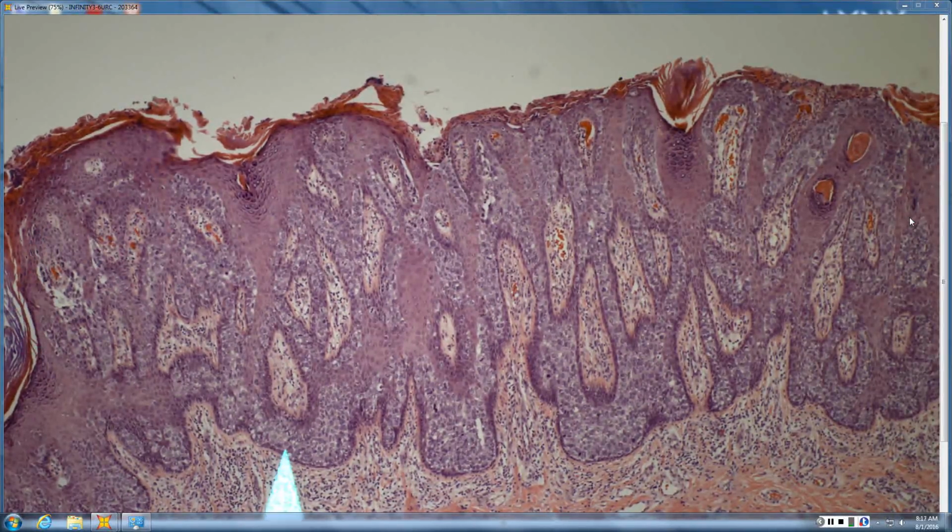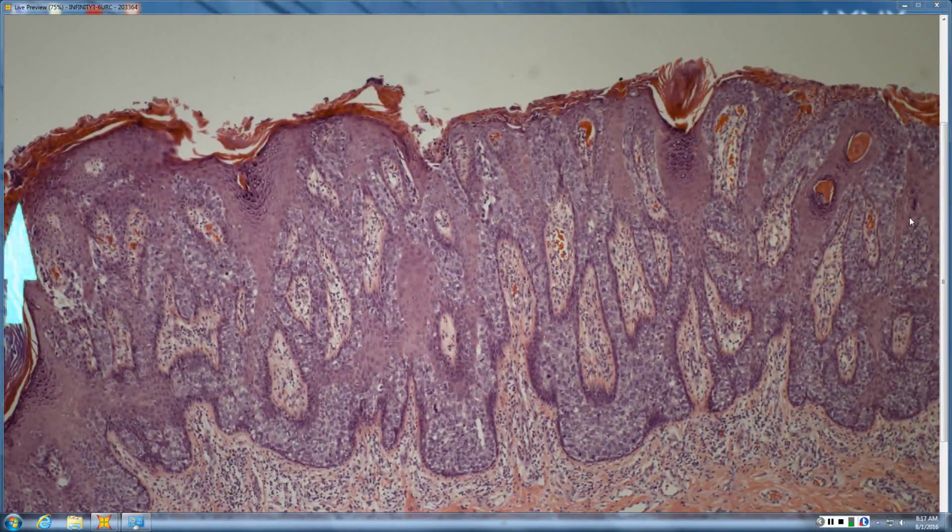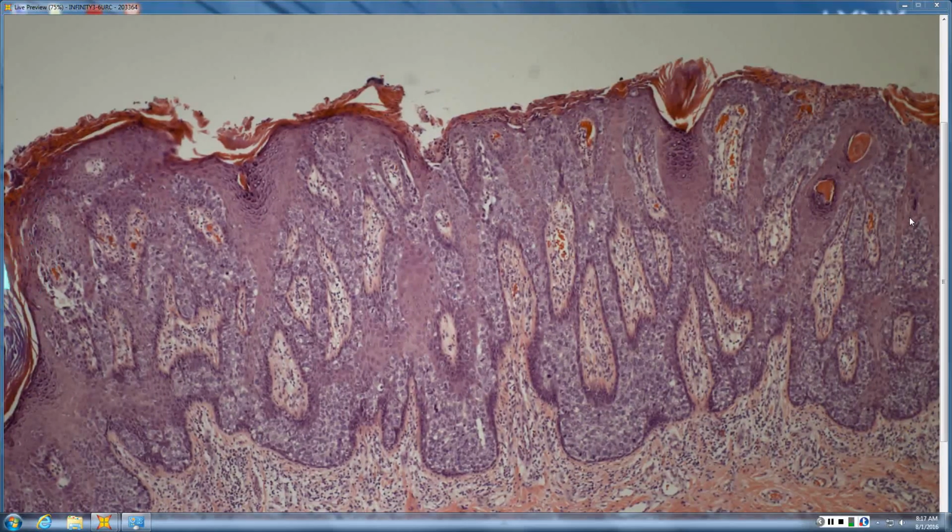So crushing of the basal layer, plus a fair number spitting out, maybe more likely Paget's than Bowen's.